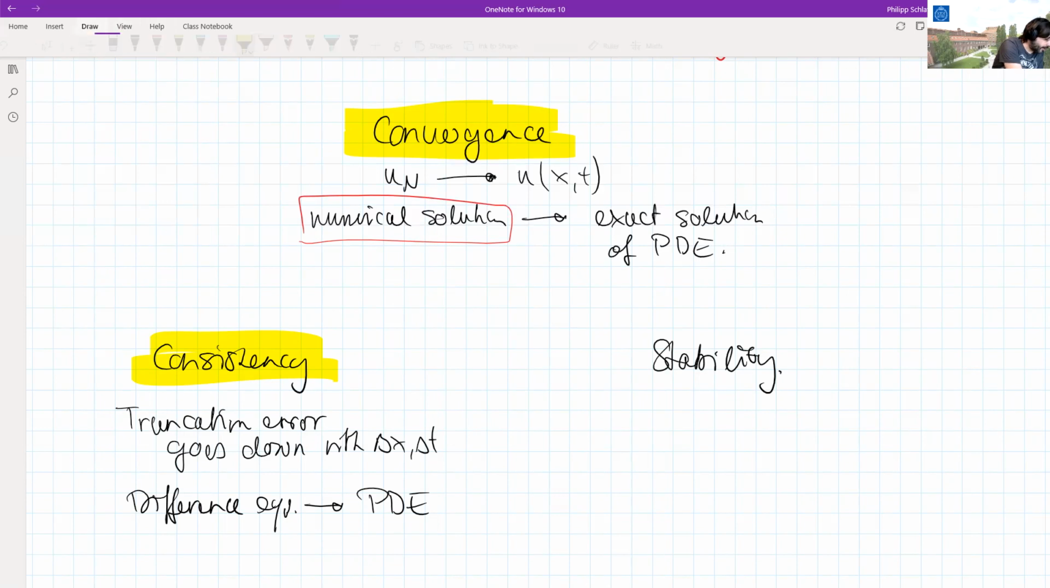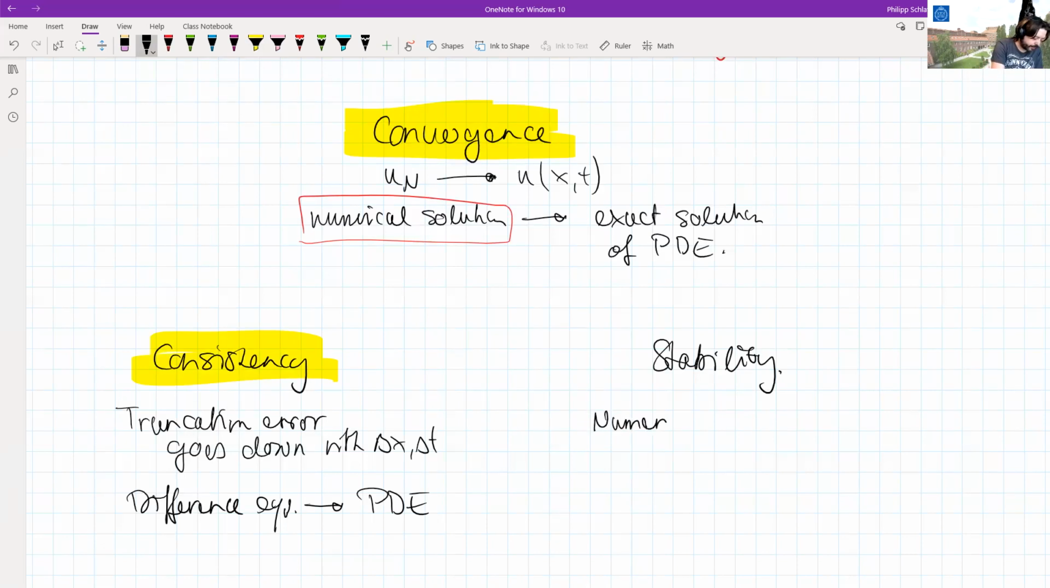Stability, on the other hand, the idea is that the numerical solution that I obtain is going towards the exact solution of the difference or the discretized equation.